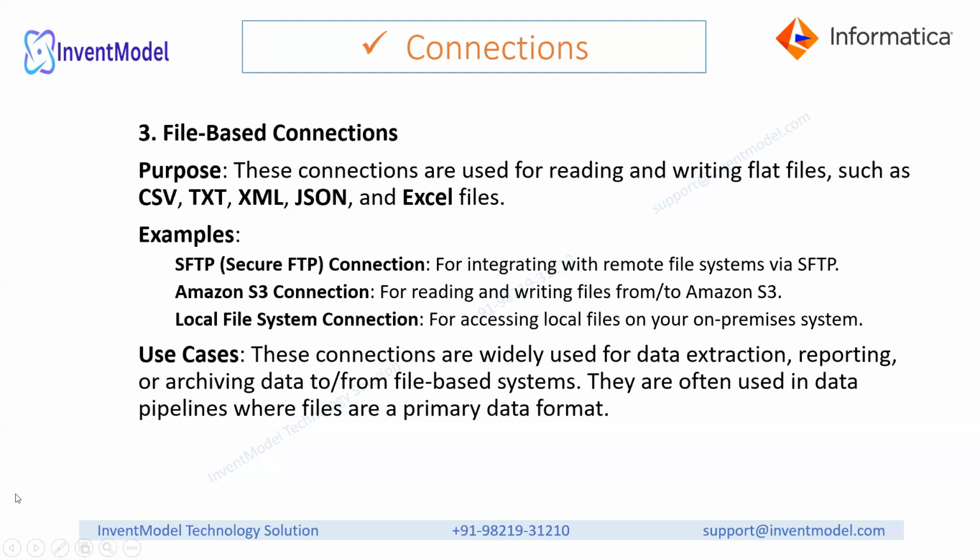A file-based connection could be, for example, SFTP, FTP connection, Amazon S3 connections, local file systems, and all. The common use case for this kind of connection is data extraction, reporting, and archiving data to or from file-based systems. They are often used in data pipelines where files are the primary data format. So once our data is stored in file format, we can use this file-based connection.